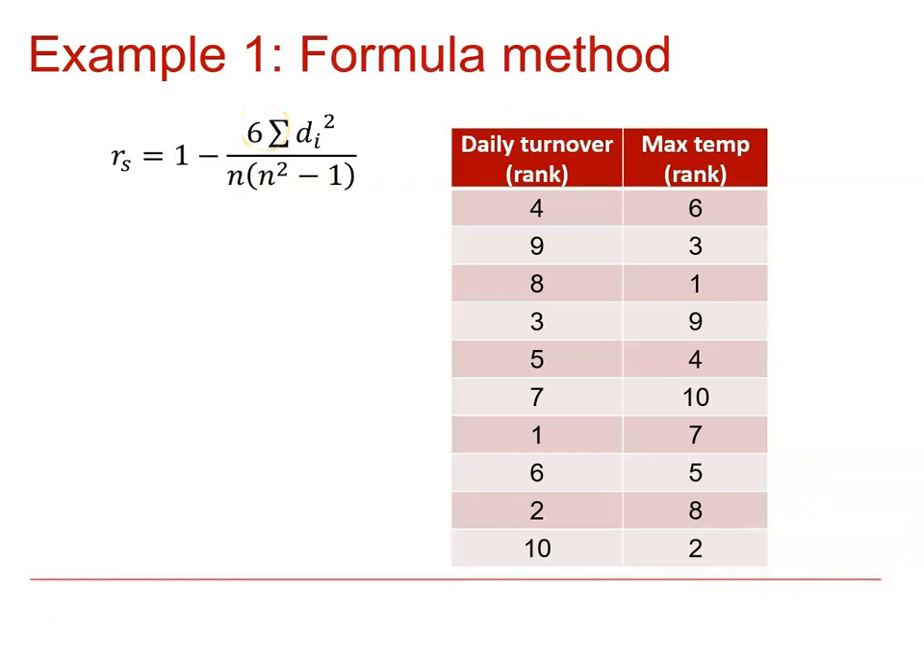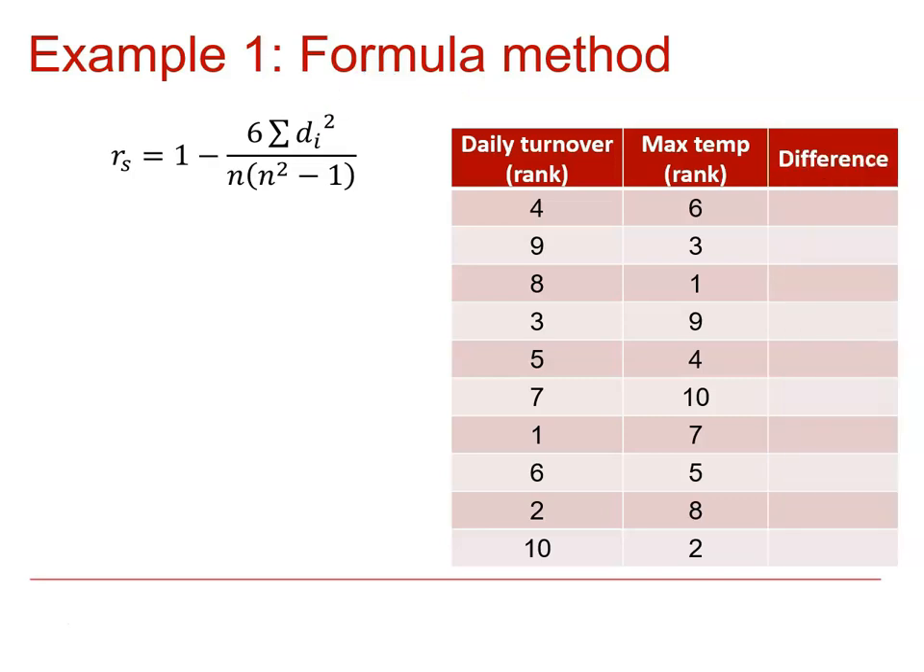An alternative method you can use is to use this formula, which is in the formula book. So this d_i represents the differences between the ranks. So we want to use a new column. And I'm going to do 4 minus 6, which is minus 2. 9 minus 3 is 6. 8 minus 1 is 7. So I normally put in the negatives if it's a negative, but ultimately it doesn't matter because I'm going to be squaring it anyway. So you may also want a second column, which is a d squared column.